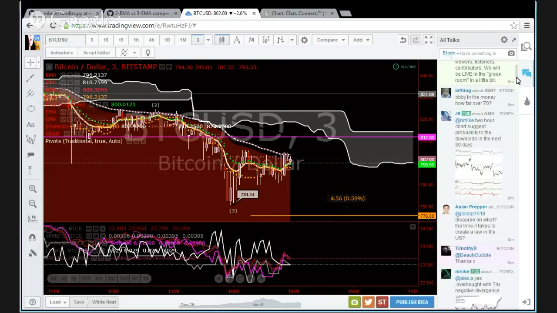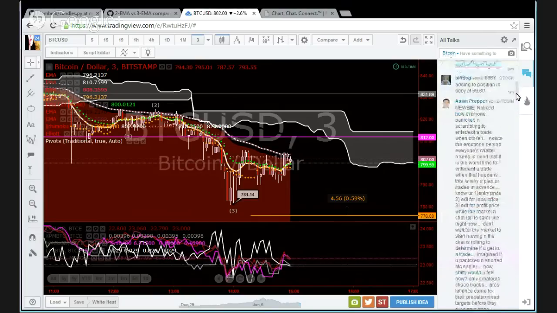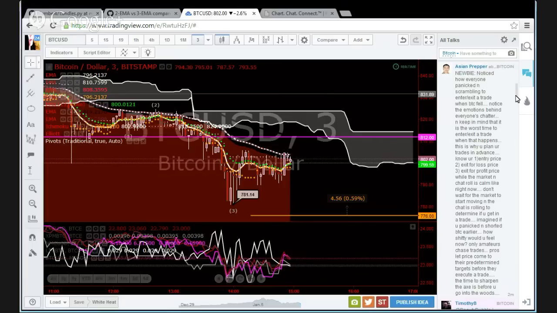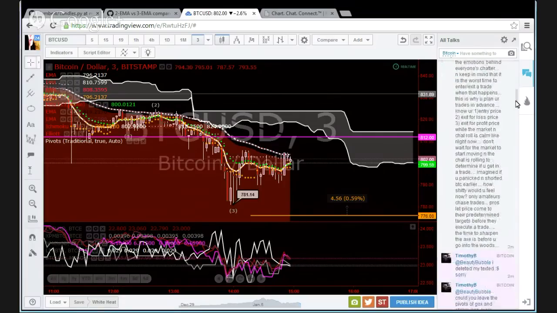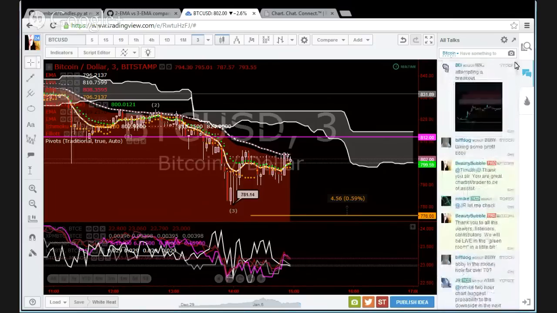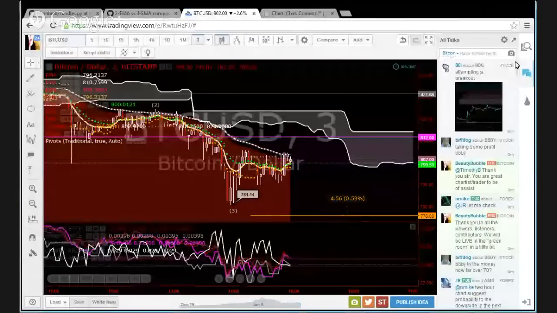Okay, so it says notice how everyone panicked and scrambled, notice the emotions behind everyone's chatter. Keep in mind that it is the worst time when it happens. This is why you plan your trade. That's right. While the market and chat roll is calm, like right now, don't wait for the market to start moving in the chat roll again. Blah blah blah. I don't really know. Okay. Alrighty.